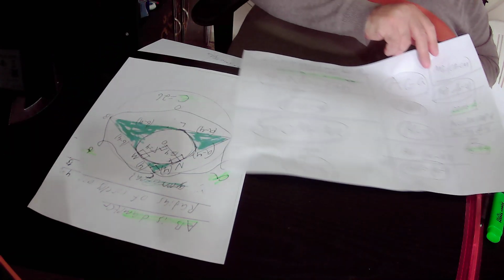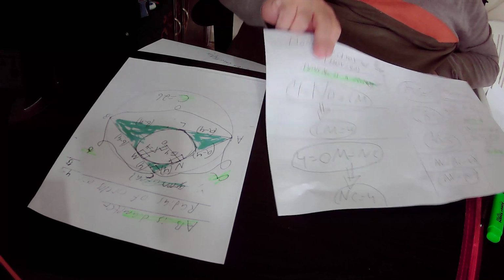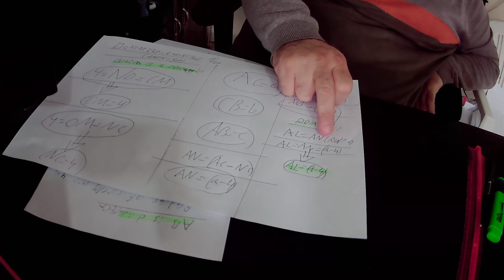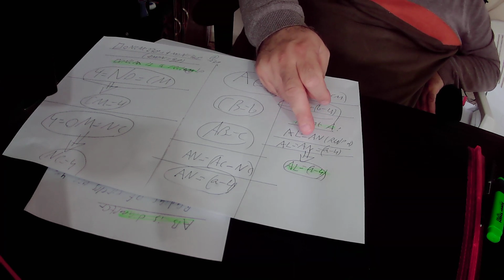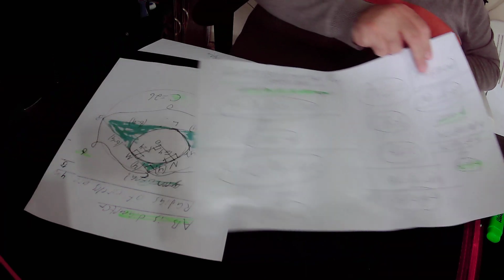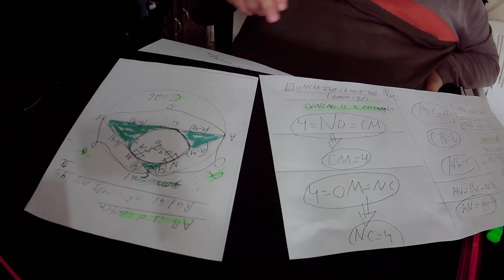But we have already found out that AN equals A minus 4. And from this equation, AN equals A minus 4, we will derive that AL is also equal to A minus 4.